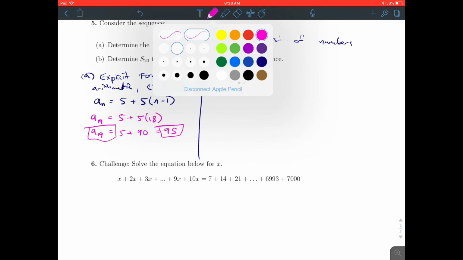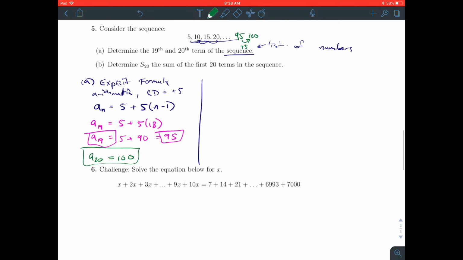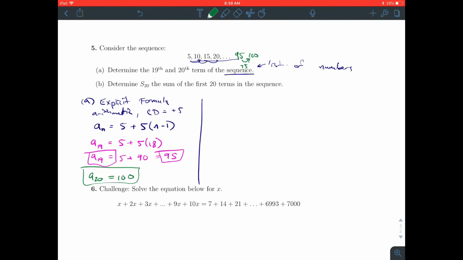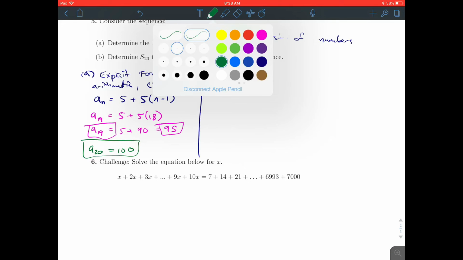And then for a sub 20, maybe I can use the recursive idea for this one. If I know the 19th one is 95, I know the 20th one will just be plus 5 more. So if this is 95, then the 20th one would just be 100. So a sub 20 is equal to 100. So now that we've got these terms, we can ask a harder question, which is, can we add up all of these terms? So even though we're missing a bunch of them in the middle, we definitely can.